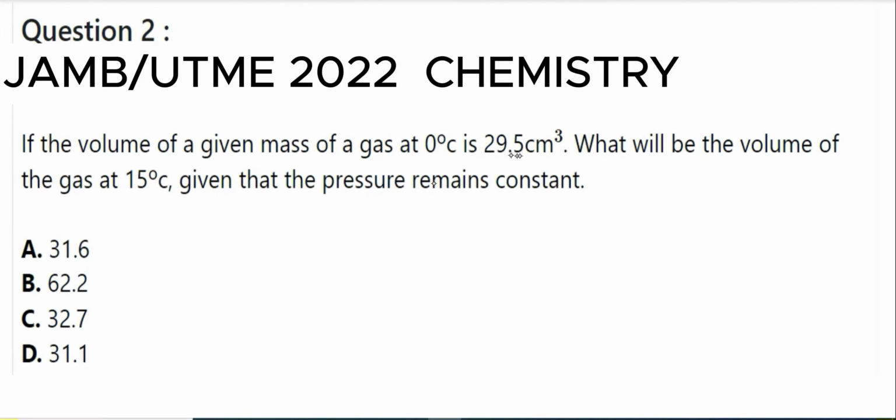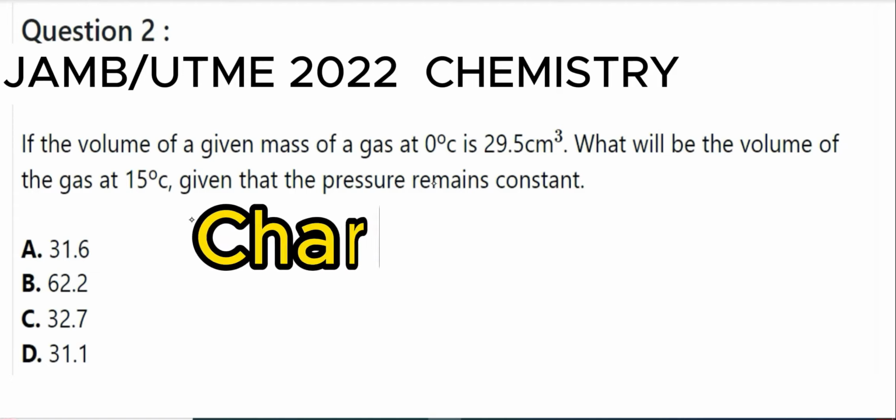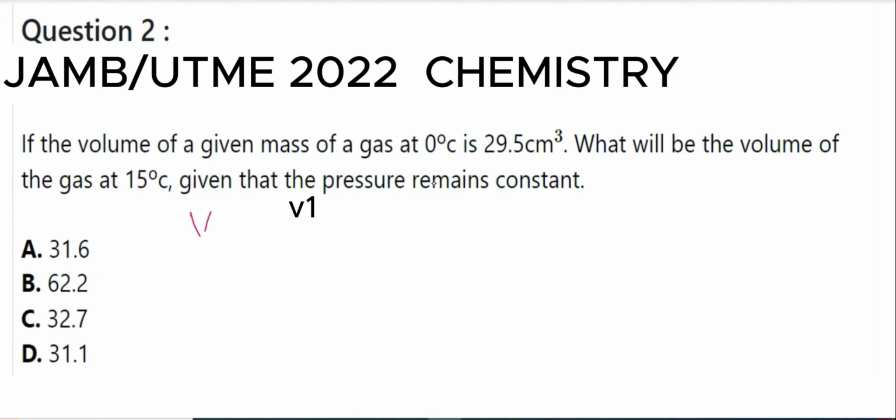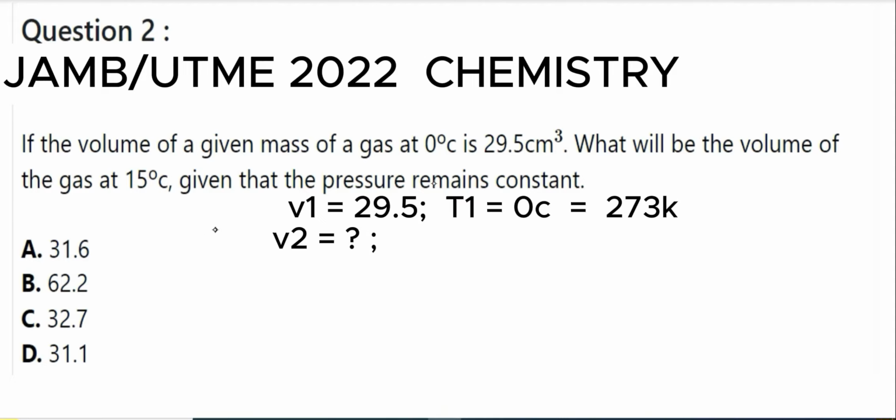Question number 2. If the volume of a given mass of a gas at 0 degrees Celsius is 29.5 centimeter cube, what will be the volume of the gas at 15 degrees Celsius, given that the pressure remains constant? Looking at this, since we are given the volume and the temperature, and the pressure remains constant, we should be dealing with Charles's law. V1 is equal to 29.5. T1 is given as 0 degrees Celsius, which is changed to Kelvin by adding 273. V2 is what we are looking for.